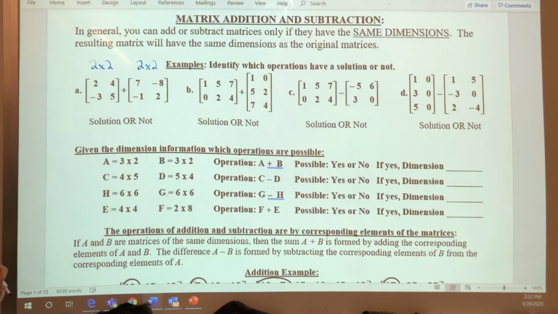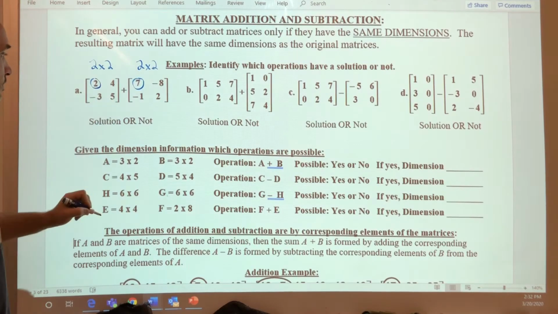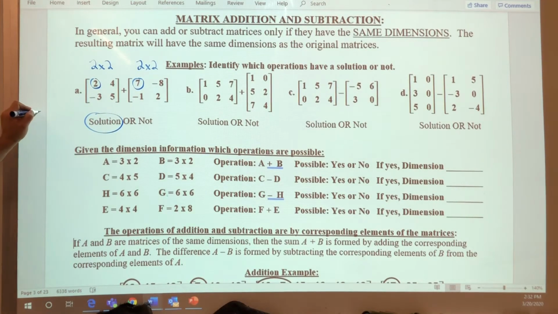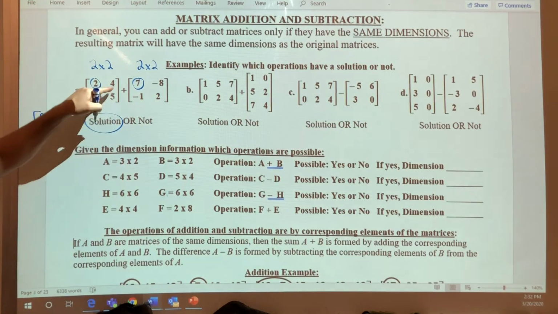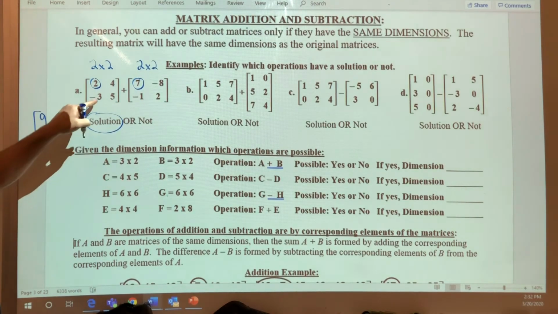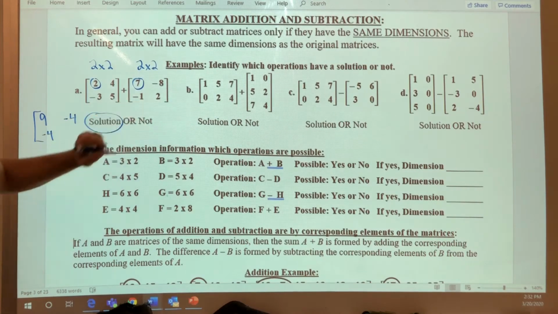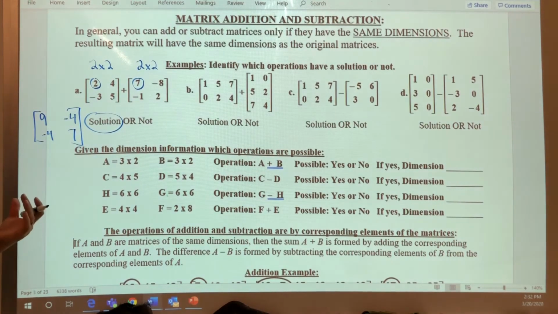And the easy way to do this is add the corresponding elements. So in this case, I would add the 2 and the 7. So there is a solution here, and we're going to work it out. So 2 plus 7 is 9. 4 plus negative 8 is negative 4. Negative 3 plus negative 1 is also negative 4. And 5 and 2 adds to 7. And so I can add those, and that's what the matrices would add to.